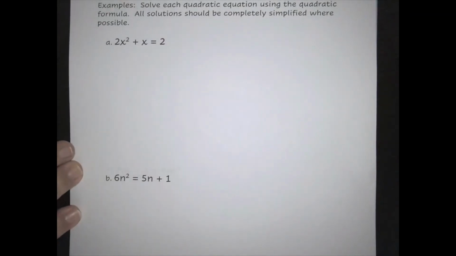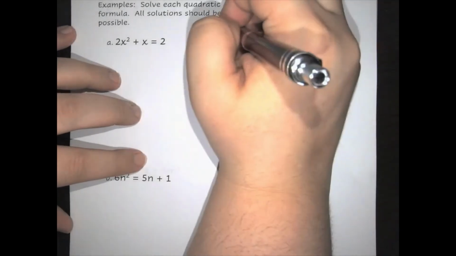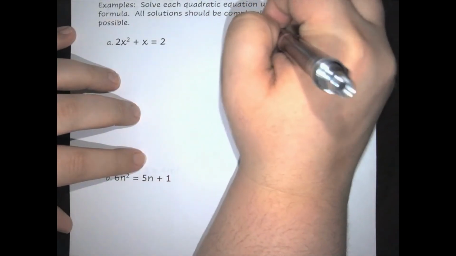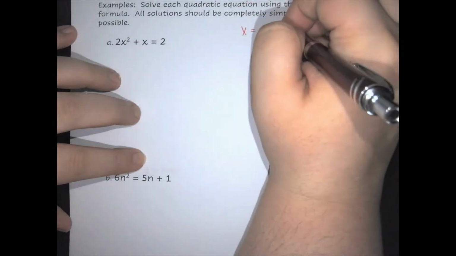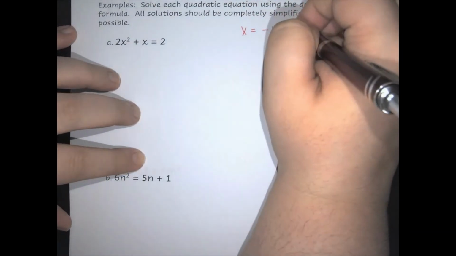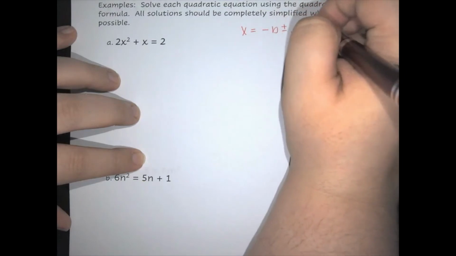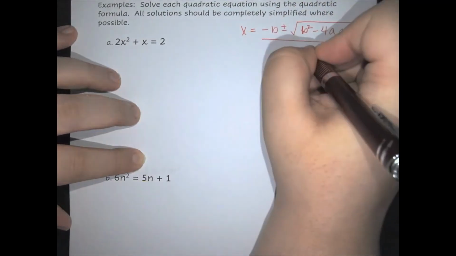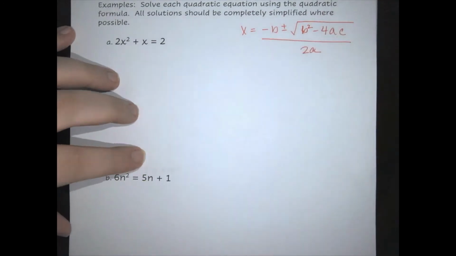Here we're going to look at a couple of examples on how to solve a quadratic equation, specifically using the quadratic formula. Okay, so the quadratic formula, if you remember, is the formula that says x is equal to negative b plus or minus the square root of b squared minus 4ac all over 2a.